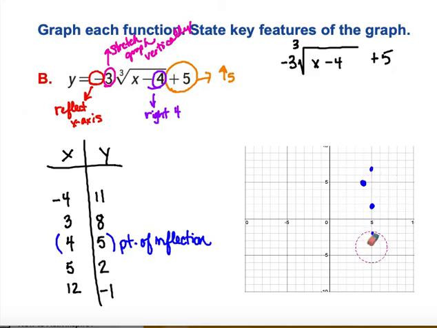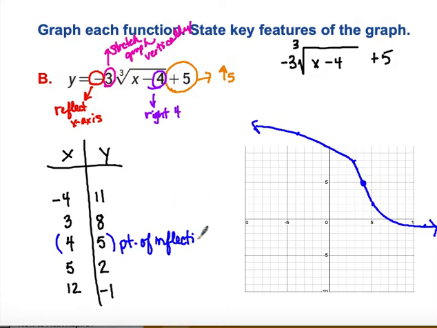My eraser's not seeming to work. Get those points out of there. There we go. 5, 2. And 12 is going to take me off my graph to negative 1. And when I go in the other direction, 3 is going to go all the way up to 8. And negative 4 over here is going to take me again off my graph to 11. So you can start to see that S curve as I follow those points in both directions.